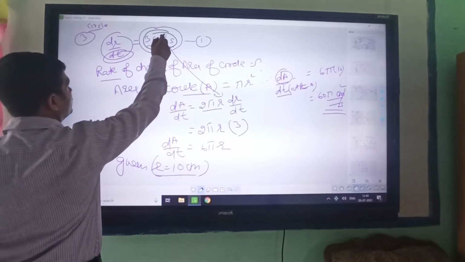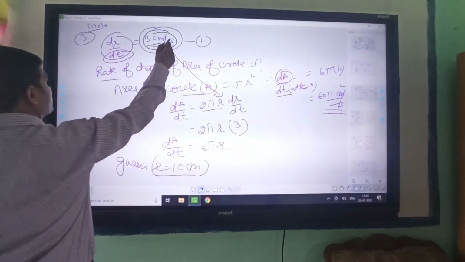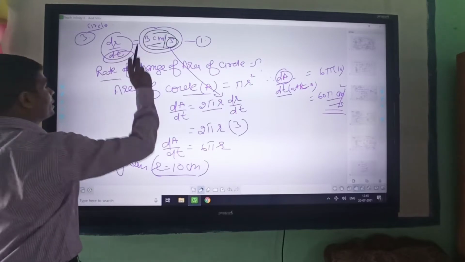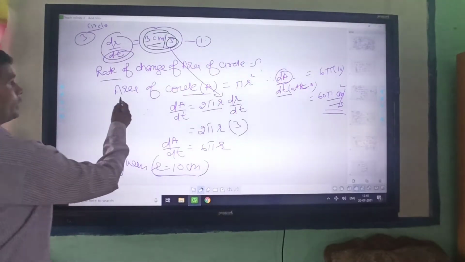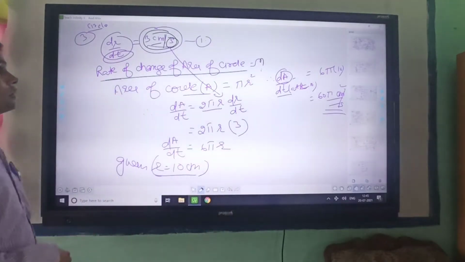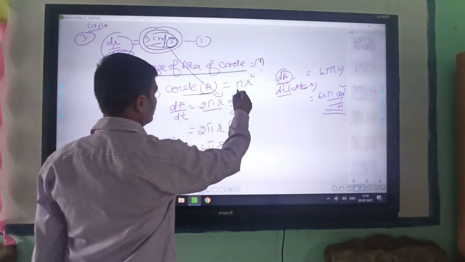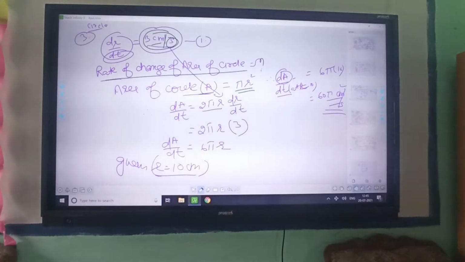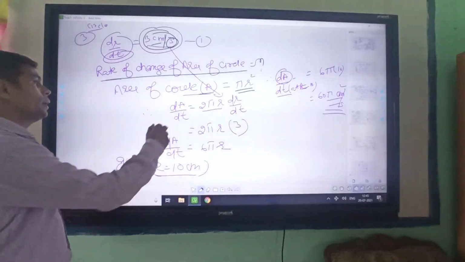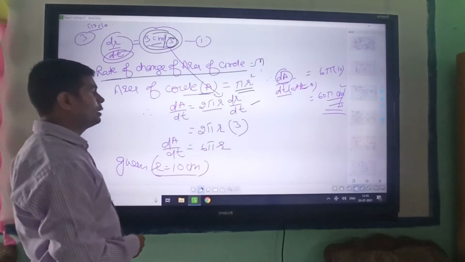Since this is centimeter per second, obviously it is the rate of change with respect to time, because second is the unit of time. So dr by dt equals 3 centimeter per second. Now you have to calculate the rate of change of the area of the circle. The area of the circle A equals pi r square. So dA by dt equals 2 pi r dr by dt.